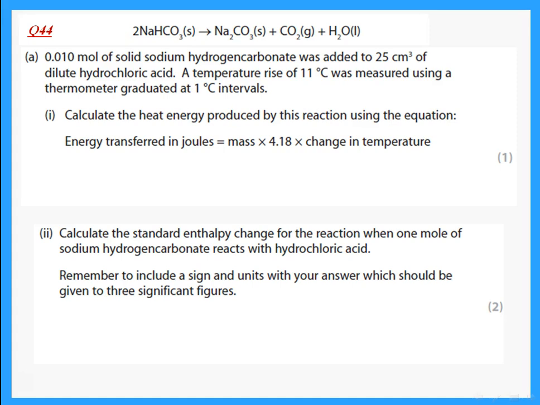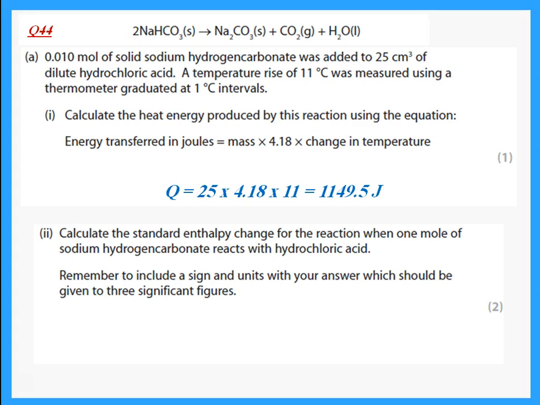This question has sodium hydrogen carbonate breaking up to form sodium carbonate plus carbon dioxide plus water. He's using 0.01 mole of solid sodium hydrogen carbonate added to 25 centimeter cubed of dilute hydrochloric acid. He has a temperature rise of 11 degrees Celsius. Calculate the heat energy. Again, how do we get Q? Q is the mass of the solution. So the mass of the solution is 25 times the 4.18 times the change in temperature. He said there was a temperature rise of 11.